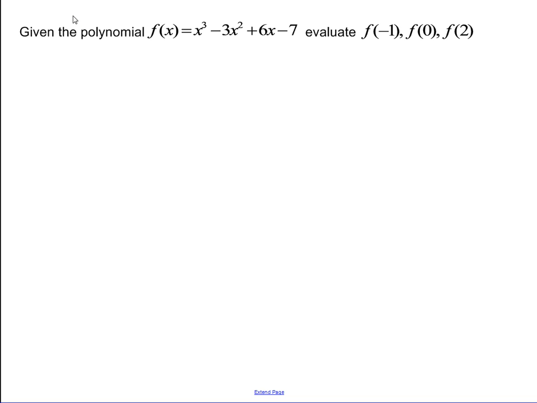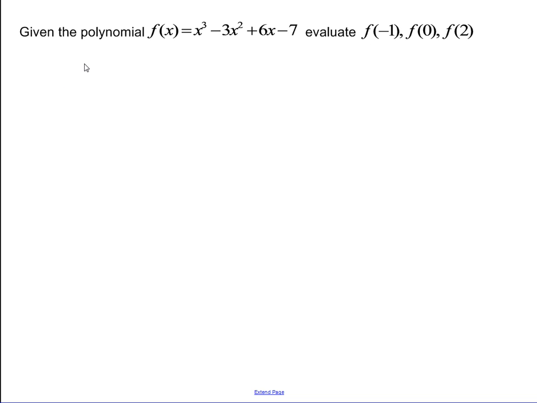Okay, so let's continue with our discussion. This time I'm going to wax eloquent concerning evaluating polynomials. And this time we're going to evaluate the polynomial f of x equals x cubed minus 3x squared plus 6x minus 7. And we're asked to evaluate f of -1, f of 0, and f of 2.